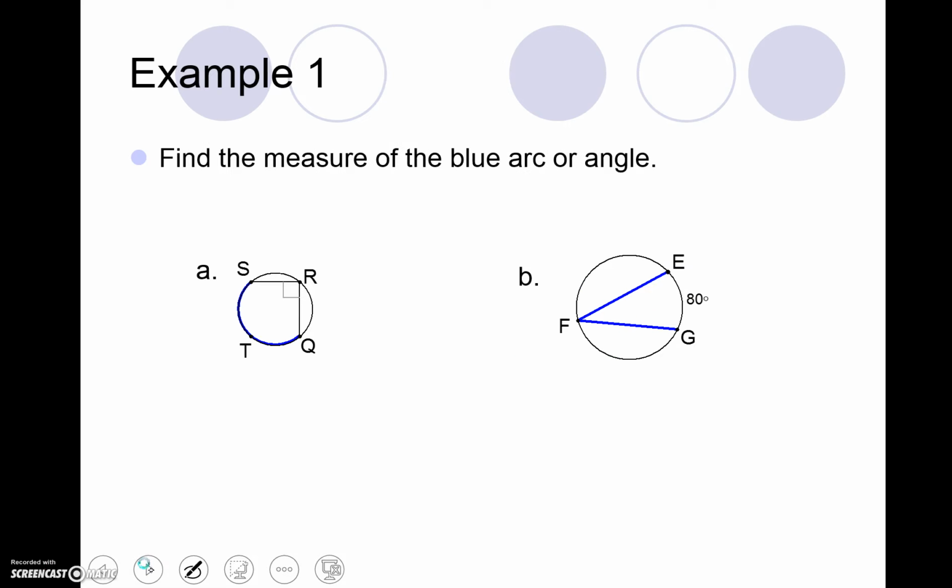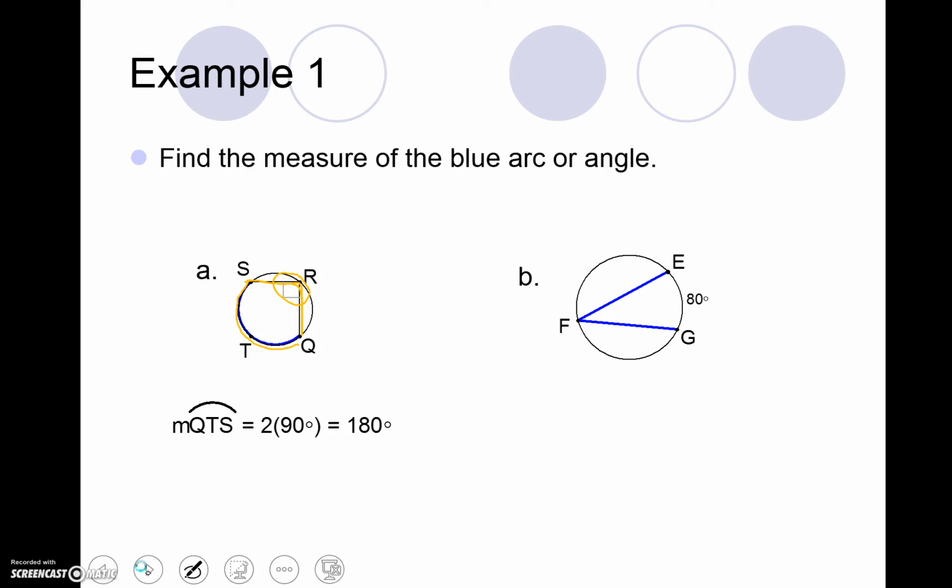So let's find the measure of the blue arc or angle. So in this one here, I want the measure of this arc right here, STQ. So what I see is that it is an intercepted arc, and it's intercepted by this angle SRQ. And I notice that the angle is 90 degrees. So what that's telling me, if I set that up, is that QTS is going to be double that amount, because the arc is going to be double the angle.